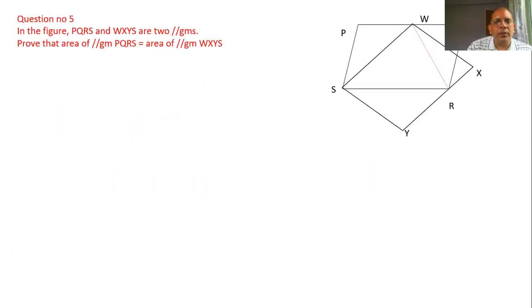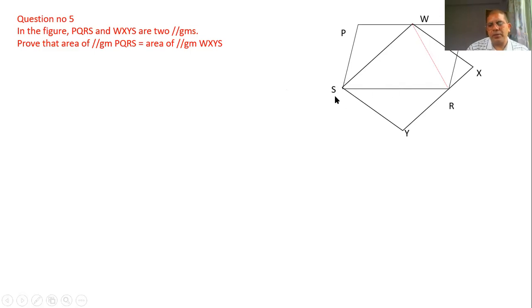This is question number 5. Questions 3 and 4 are for you. You can try these two questions. Now in question number 5, in the figure, PQRS and WXYS are two parallelograms. Prove that the area of parallelogram PQRS is equal to the area of parallelogram WXYS. So these two parallelograms, PQRS one parallelogram and WXYS another parallelogram, both are equal in area. This is our to prove.